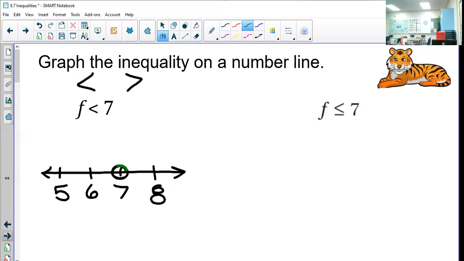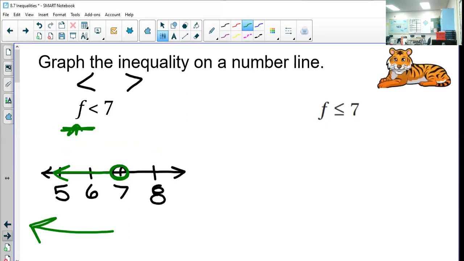And I'm going to switch to green actually so you can see my lines a little better. Okay, so I'm going to put an open dot at 7, and then I need anything less than 7. Well, what's less than 7? Is it going to be to the right or to the left? Obviously, to the left. So we're going to go this way and draw an arrow. Anything less than that 7 is going to be a solution to this inequality. So any number on the left of this number line you could put here, and it would make the sentence true.